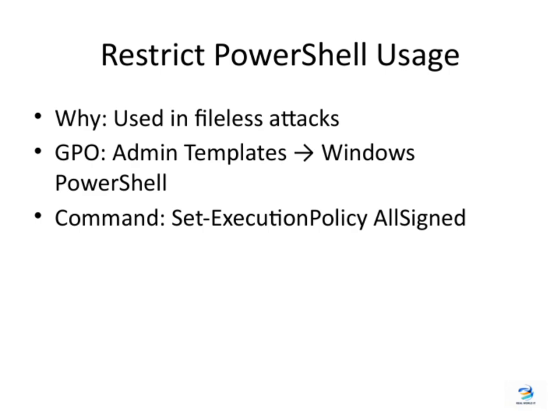To help mitigate this risk, one effective approach is to restrict PowerShell usage through group policy. Specifically, we can navigate to the Administrative Templates section and select Windows PowerShell. Here, we can set a command called Set-ExecutionPolicy AllSigned. This policy requires that all scripts must be signed by a trusted publisher before they can run. By enforcing this, we significantly reduce the chances of malicious scripts executing without proper authorization.